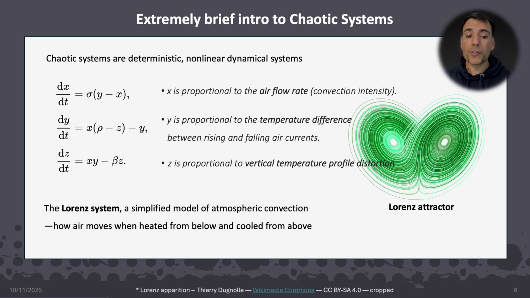So this butterfly-like image of the Lorenz attractor and a paper that Lorenz published later titled, "Does the flap of a butterfly's wings in Brazil set off a tornado in Texas?" is what actually helped to popularize chaos theory as the butterfly effect.